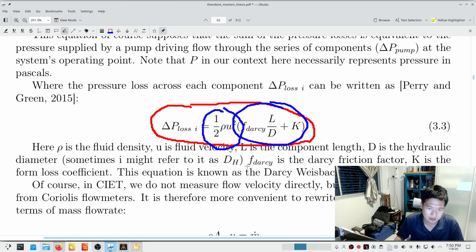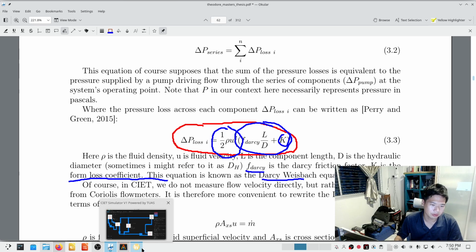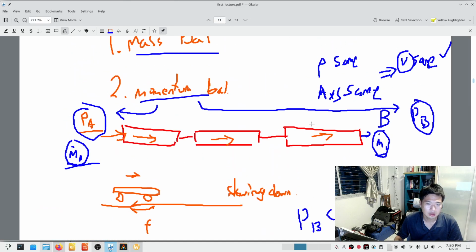This f Darcy is the Darcy friction factor, or the frictional losses. This K here is the foam loss coefficient. All of that is described in my dissertation, or the thesis, right here. Okay, the Darcy-Weisbach equation: each pipe will have a particular loss coefficient, half rho u squared times whatever is inside.